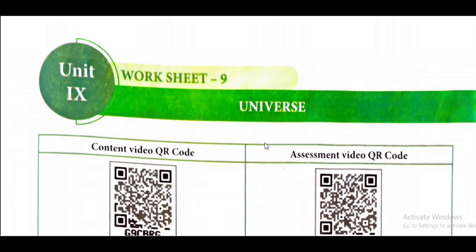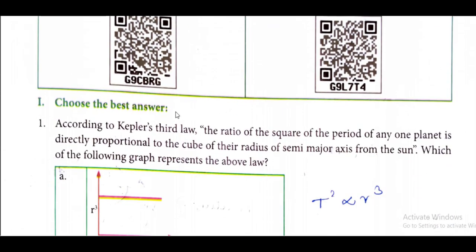In this class we will be discussing worksheet 9 of lesson Universe, class 9. Choose the best answer. According to Kepler's third law, the square of the period of any planet is directly proportional to the cube of the radius, the semi-major axis from the Sun. Which of the following graphs represents the above law?